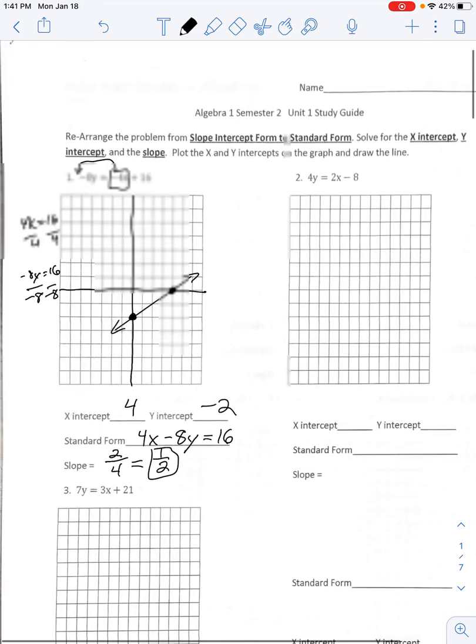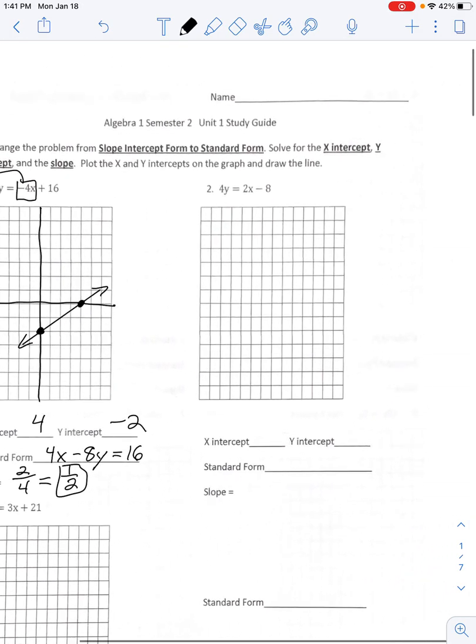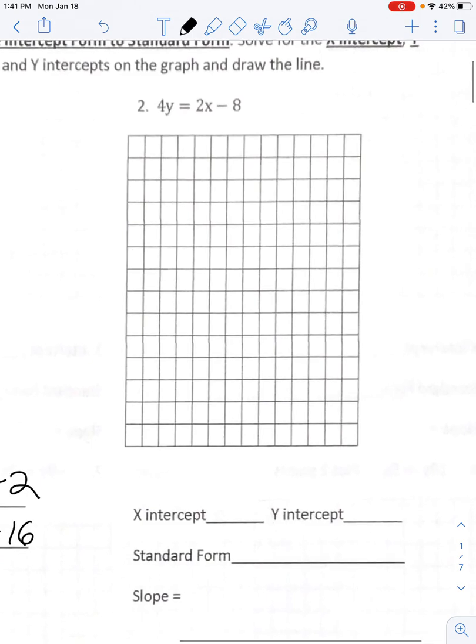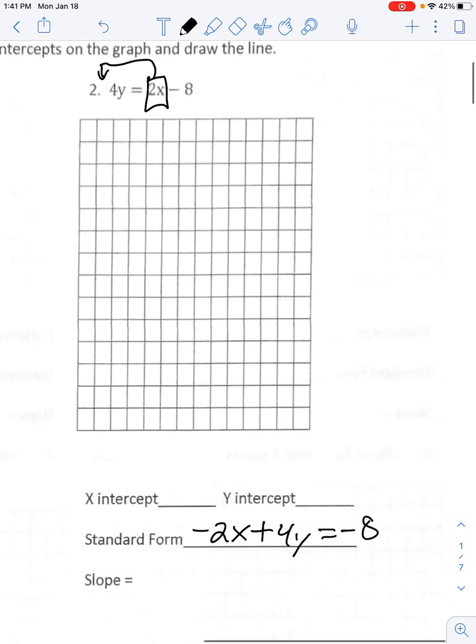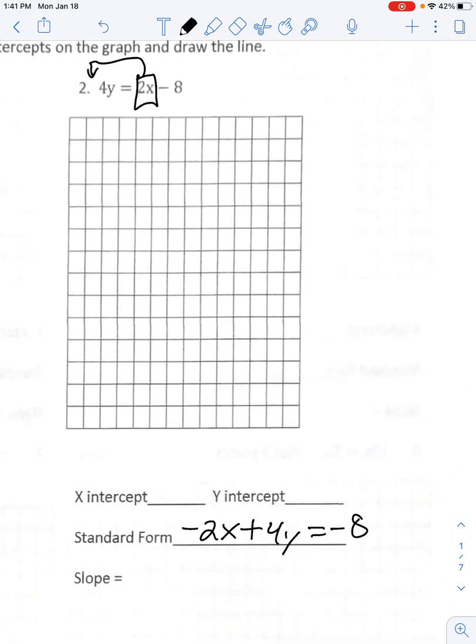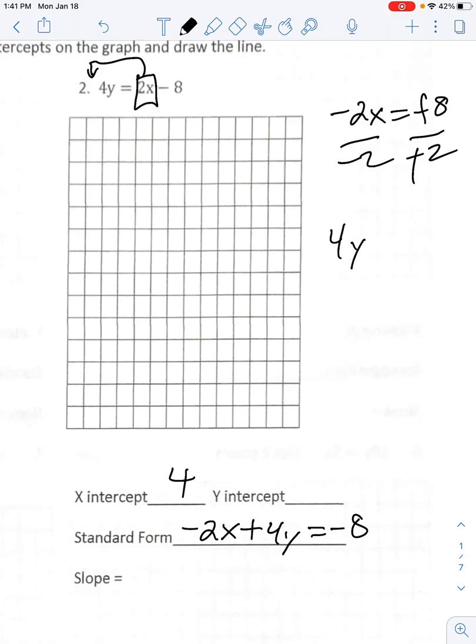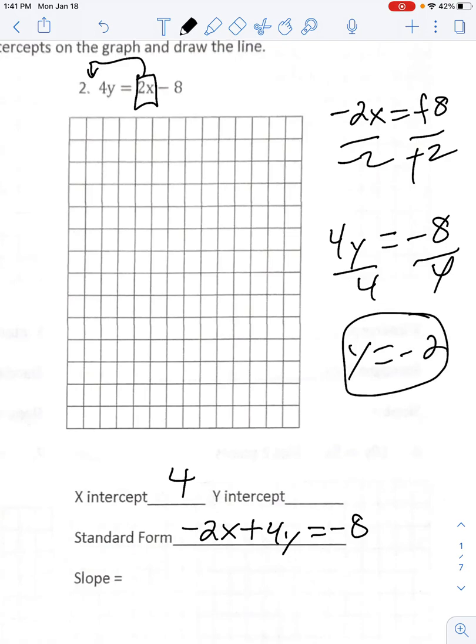Number 2. So now that we understand the process, we can go a little bit faster. Same process, take the x, move it to the front, change the sign, so you get -2x plus 4y equals -8. That would be our standard form equation. Now we're going to solve for the intercepts. So for the x, divide by -2. Negative over negative is a positive, and that would be 4. And then to solve for the y, take the x out, divide by 4, y equals -2.